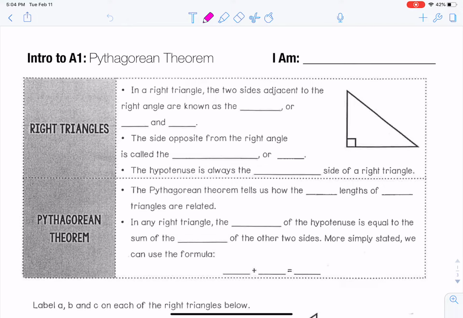So still working within our geometry unit, we are going to chat a little bit about the Pythagorean Theorem today, which is really this really awesome theorem that you'll use and hopefully forever associate when you think about right triangles.